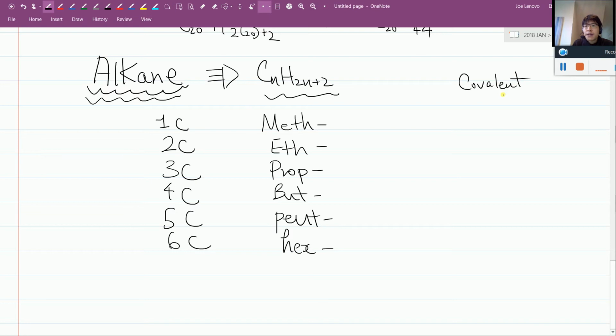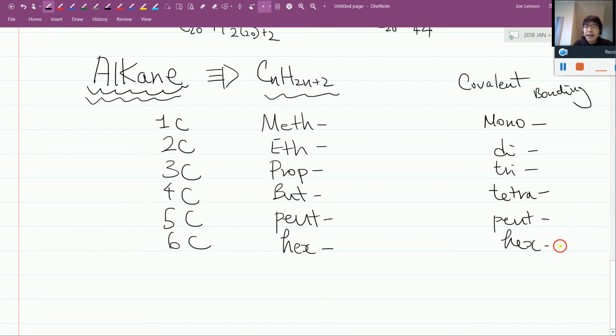It's a little bit different when you look at covalent compounds. When you're looking at covalent bonding, if you only have 1, we call it mono. If you have 2, we call it di. If you have 3, we call it tri. If you have 4, we call it tetra. If we have 5, we come to the same thing, pent and hex. So 5 and 6 are pretty much the same, but the first 4 are a little bit different from each other.